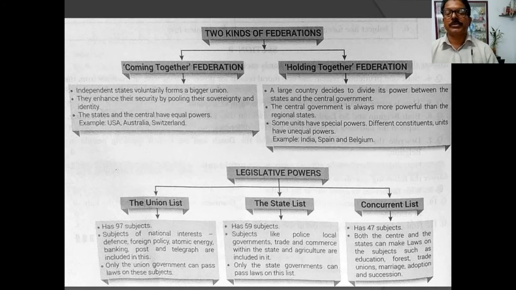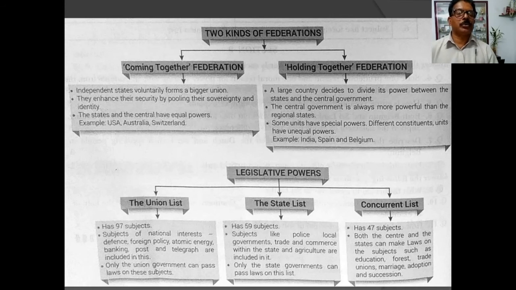So how did they do that? Second point, they enhanced their security by pooling their sovereignty and identity. Enhance means increase. They tried to increase their security by putting together their sovereignty. Sovereign means a country is free, independent, free to take its own decisions. So they decided to put together their sovereignty, their independence, and even their identity. The states and the central government have equal powers. States are not subordinate to the central government. Examples: USA, Australia, Switzerland. I hope you have understood what is coming together federation.